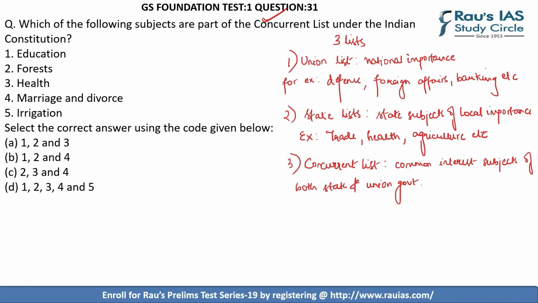Now in this context, let us move back to our question. Education is a part of concurrent list as it is a subject of both state and union government. Forests too come under the concurrent list as they are again a common subject for both. Health, however, as we have already discussed, comes under state list. Marriage and divorce again comes under the concurrent list as it is a common interest subject of both state and union government. Irrigation, however, is incorrect because it comes under state list. Hence, our correct answer would be option B, that is statement 1, 2 and 4 are correct.